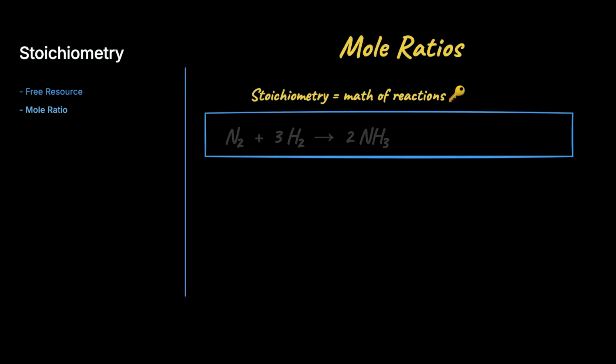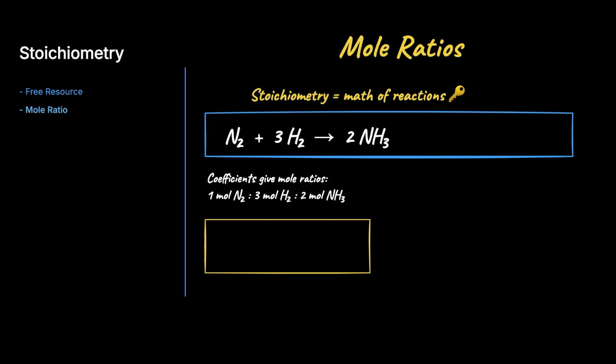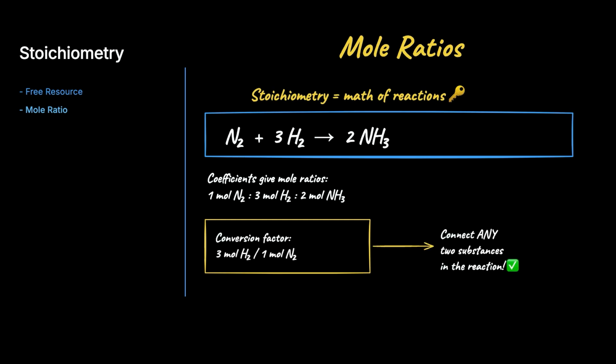Stoichiometry is the math of chemical reactions and the grand payoff of everything we have built today. The coefficients in a balanced equation give you a mole ratio, telling you the exact proportions in which substances react and form. From those numbers, you can build conversion factors connecting any two substances.